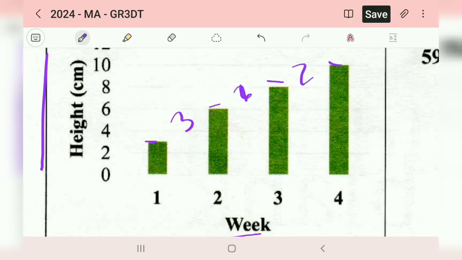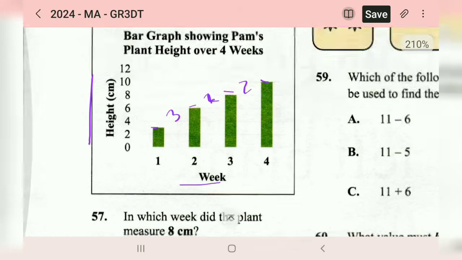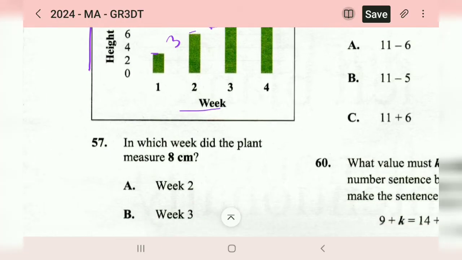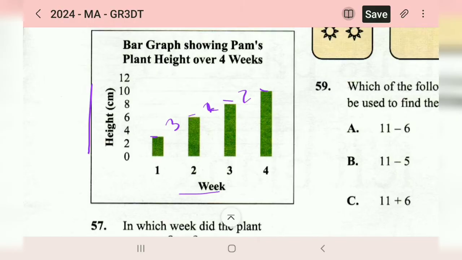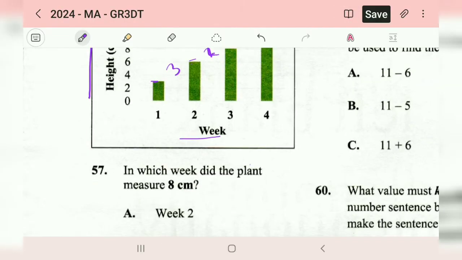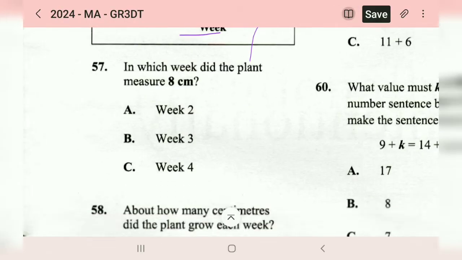All right. Let's look at what they're asking us. In which week did the plant measure 8 centimeters? And that is in week 3. So let's look at where week 3 is at. It's at B.